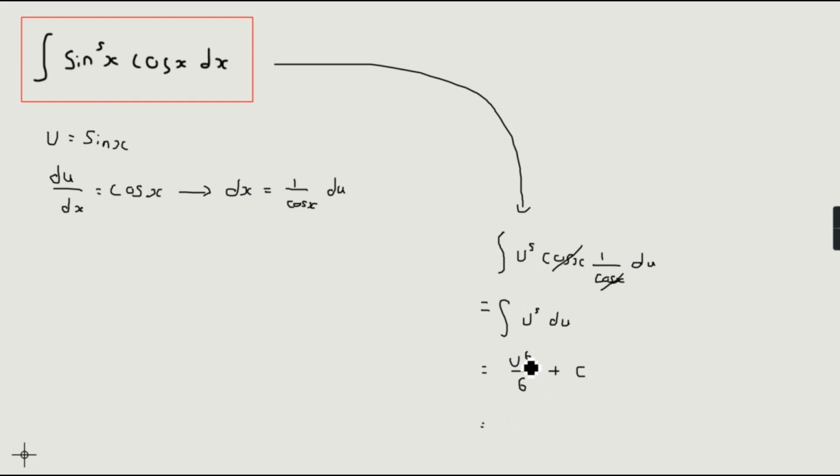And finally, remember our initial question is to find the integral in terms of dx. So we need to give everything back in terms of x. So we just replace the u by the sine again. So the final integral therefore is a sixth. The u is going to become sine again. So sine to the power of 6 x, plus c. Okay, that's our final answer.